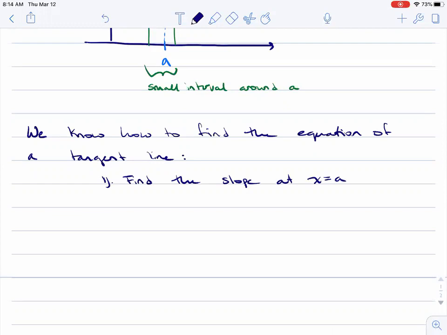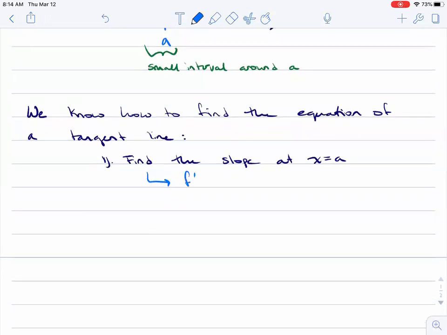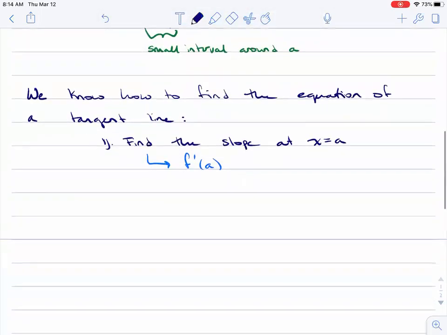The slope, well, that's going to involve finding the derivative. This is going to be f prime evaluated at a. That's the slope at x equals a, just by the definition of the derivative.